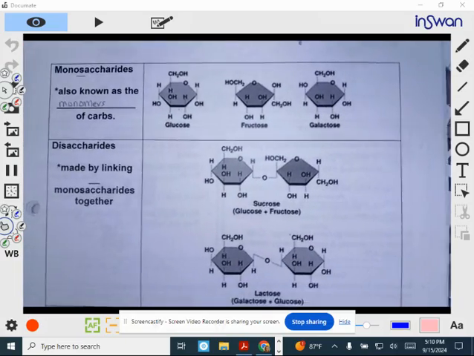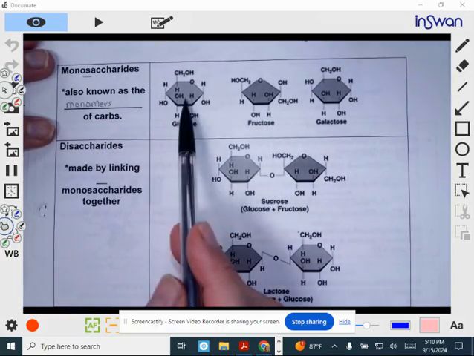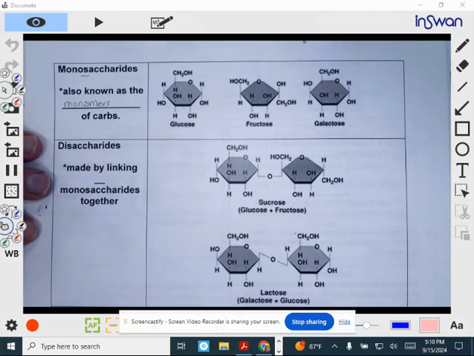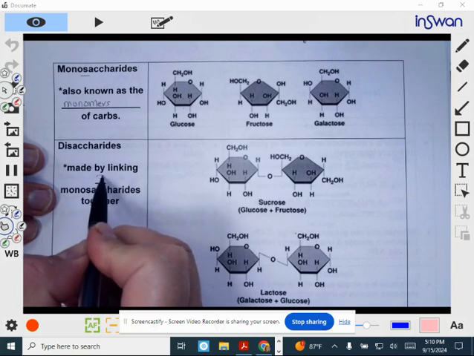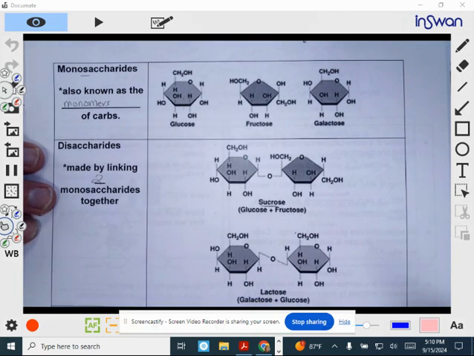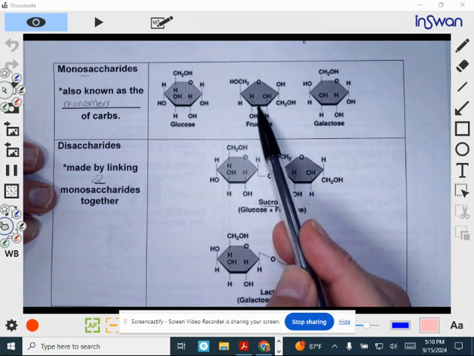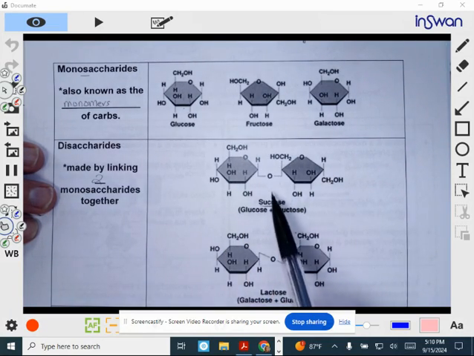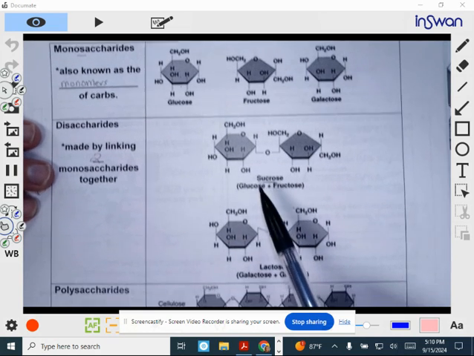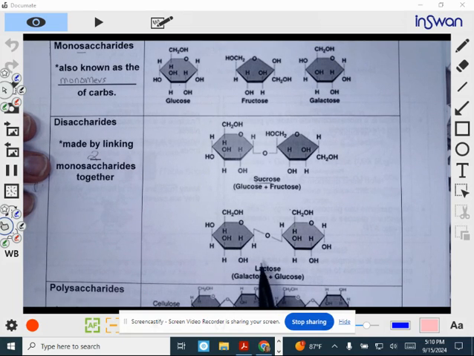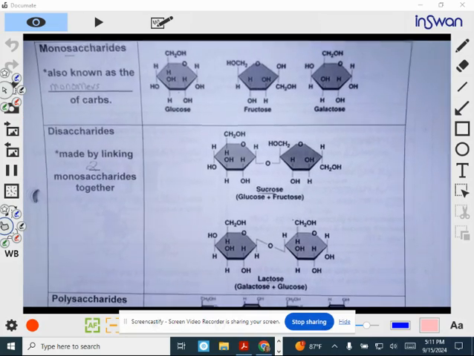So here we can take a look at those structures, and we've got our monosaccharides like glucose, fructose, and galactose. We'll talk more about them. Your disaccharides, again, are made by linking 2. So let's take a look at sucrose here. Sucrose is a disaccharide. If you link together a glucose and a fructose, then we have a different sugar, a disaccharide, which is called sucrose. Here's another disaccharide, lactose. You probably have heard of lactose. It's the sugar that's in milk. If we take glucose and link it together with a galactose, then we have that disaccharide, which is lactose.